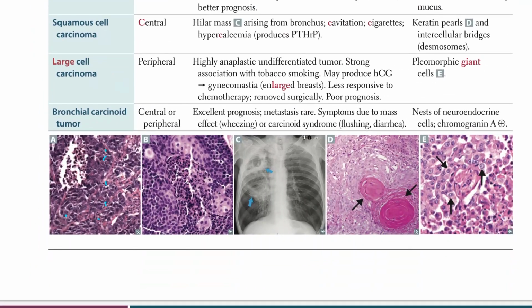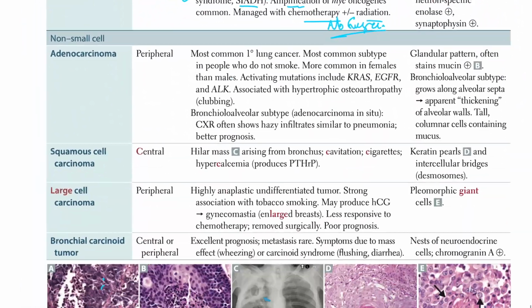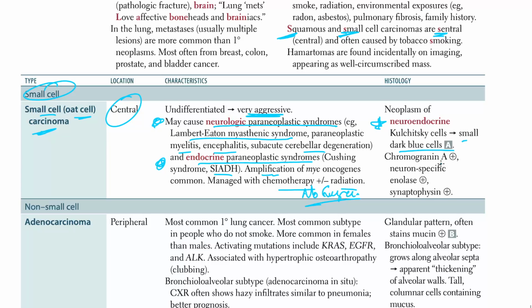Small blue cells, you can see it in picture A. This is chromogranin A positive, neuron-specific enolase positive, and synaptophysin positive. All of that is positive because these are neuroendocrine cells. Neuroendocrine cells will have these neuroendocrine markers: chromogranin A, neuron-specific enolase, synaptophysin, and the other thing you will see is NCAM positive. What is NCAM? It is the neural cell adhesion molecule, also known as CD56, positive within these neuroendocrine tumor markers.